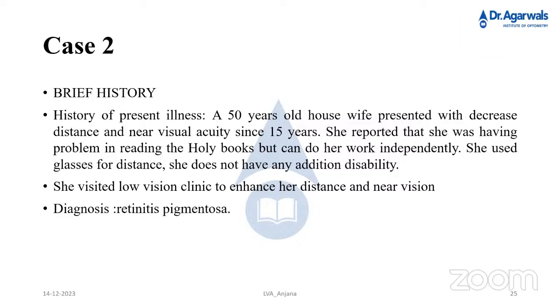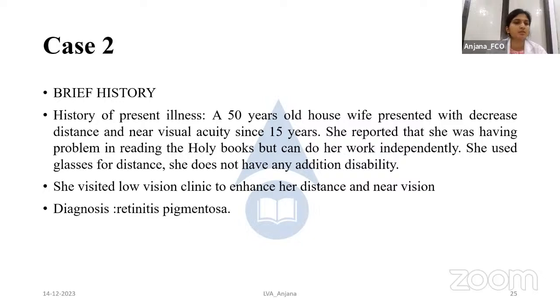Please continue. Okay, the second case is the history of present illness. A 15-year-old housewife presented with decreased distance and near visual acuity since 15 years. She reported that she was having problems reading holy books, but can do her work independently. She used glasses for distance. She does not have any additional disability. She visited the low vision clinic to enhance her distance and near vision.